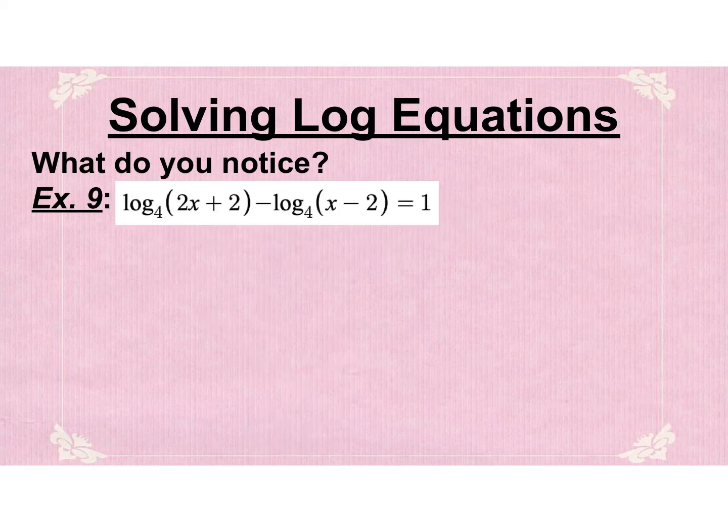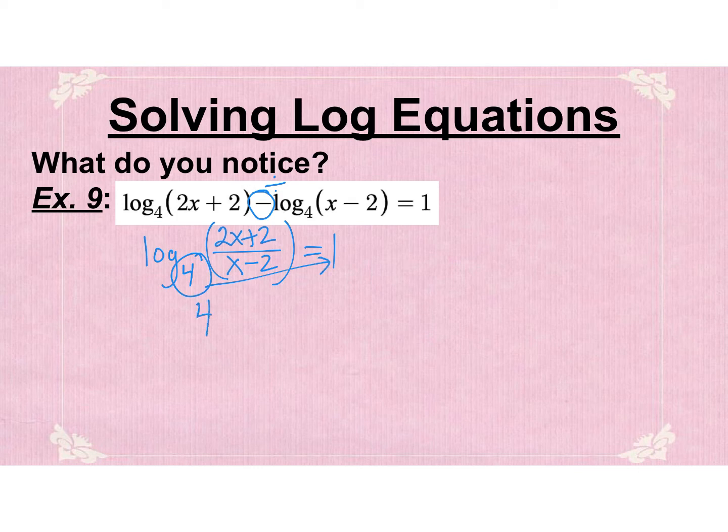Here we have two log words. They are separated with a subtraction, so I'm going to condense them with division. This becomes log base 4 of 2x plus 2 over x minus 2 equals 1. Now I have one log word, so I'm going to go to exponent form. Remember, don't just set your parentheses equal to 1. You can't just get rid of that log 4. Start with the base, go to the answer. So this becomes 4 to the 1 equals my fraction.